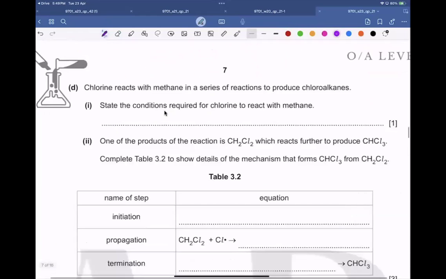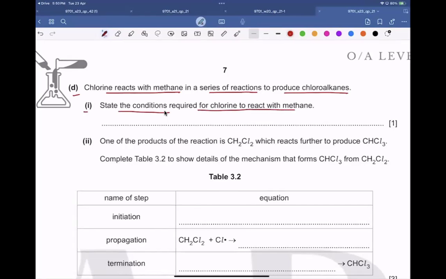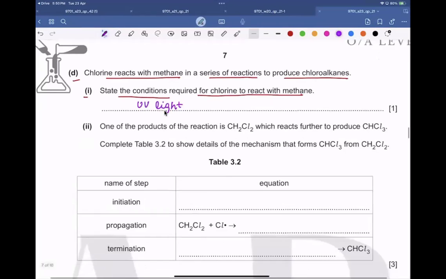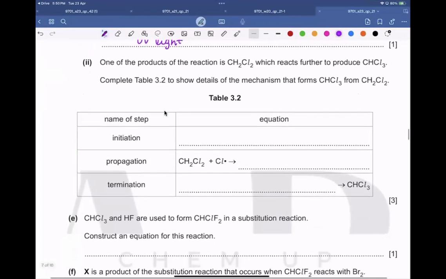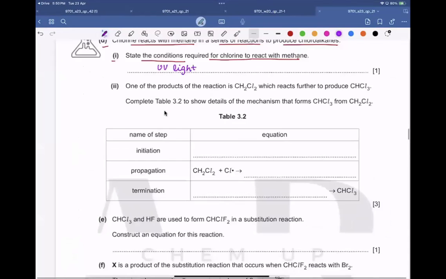Okay. Now, D part 1. Chlorine reacts with methane in a series of reactions to produce chloroalkanes. So see, this part comes from organic. State the conditions required for the chlorine to react with methane. If you recall the condition to react with methane, it's UV light, right? Yes, very good, Benny. So we need UV light or UV rays or sunlight. Okay. Now, see, this part is relatively easy. Part 2.